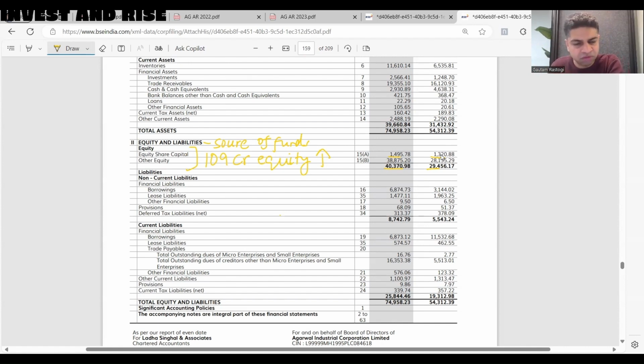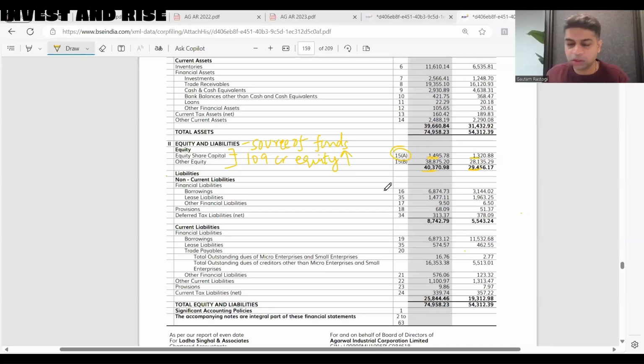Next is, if we go down further, now we are entering liabilities. Liability meaning anything which actually company ka khud ka nahi hai, the company owes that to someone. See, your liabilities are of two types. One is the non-current liabilities, which are your long-term liabilities. And then your current liabilities, which are short-term liabilities, which are due in 1 year.